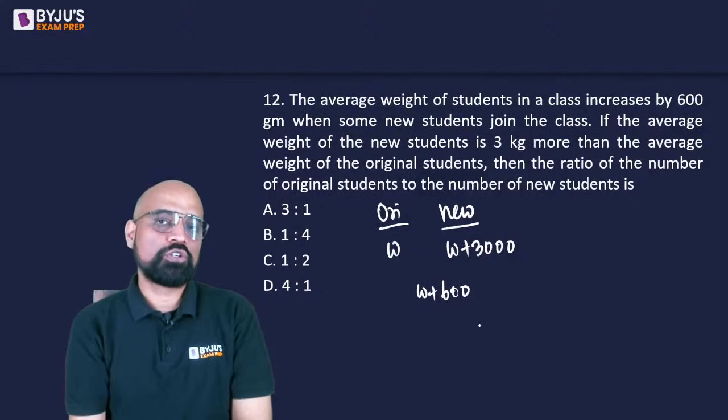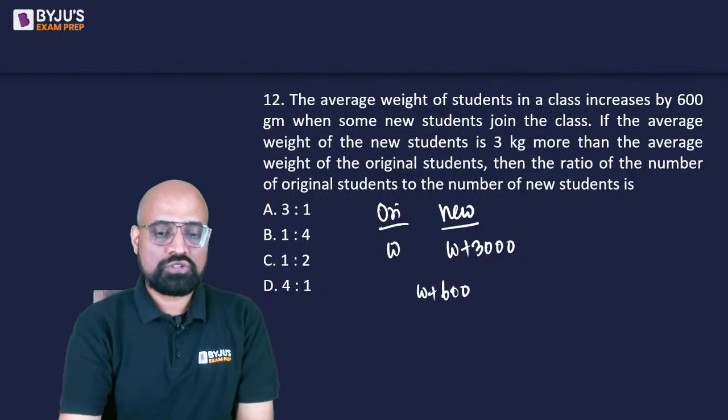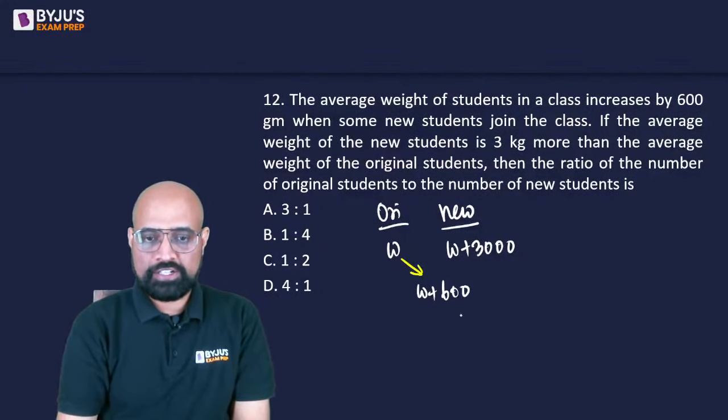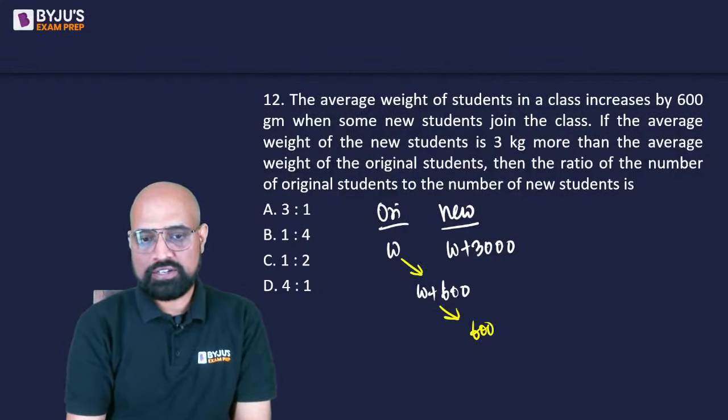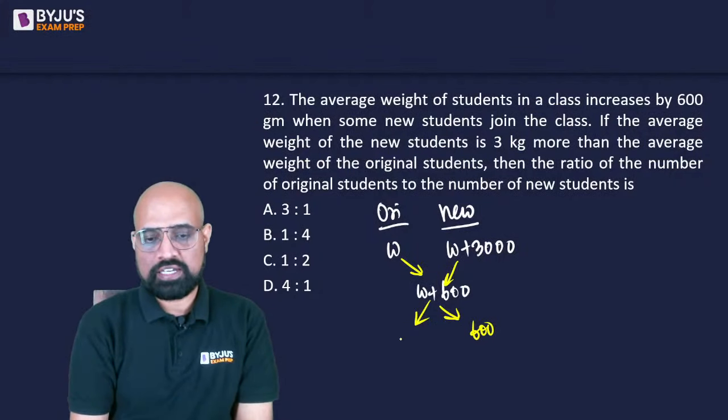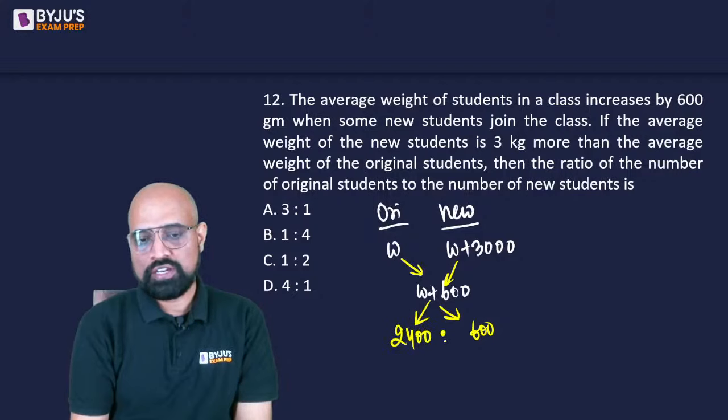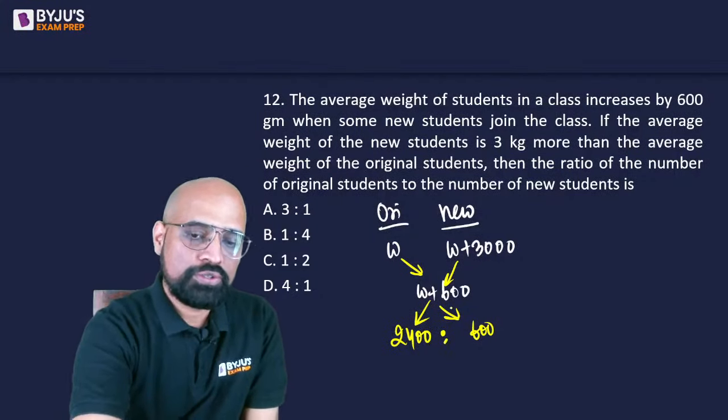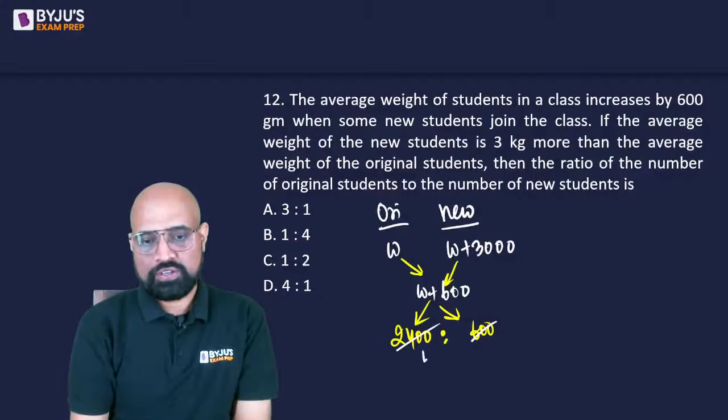So, all I had to do was use alligation. So, if I take the difference, this is going to give me 600. If I take the difference from this side, this is going to give me 2400. The ratio is going to give me 4:1.